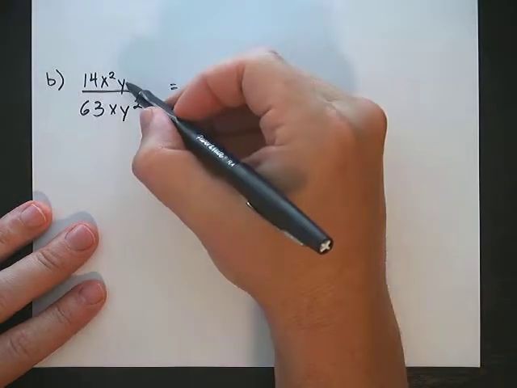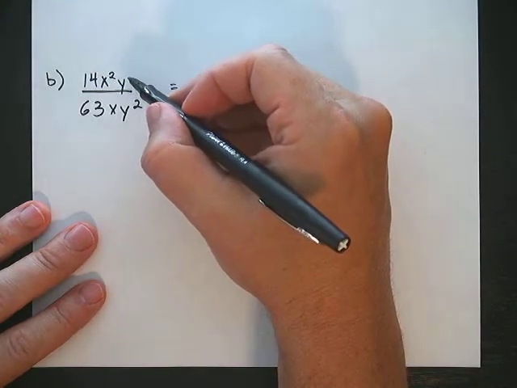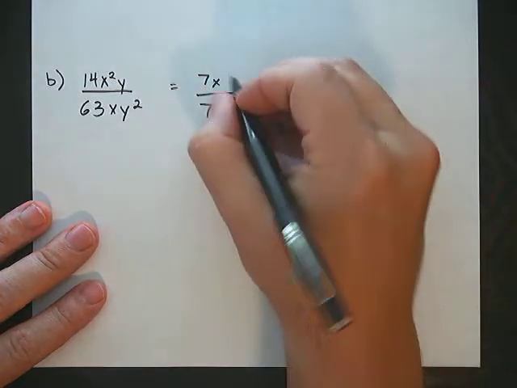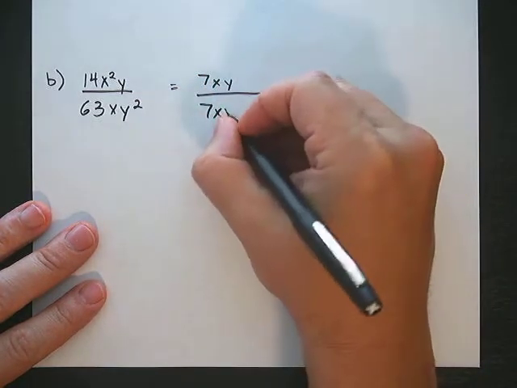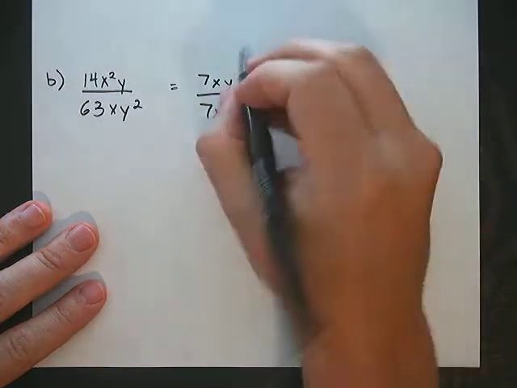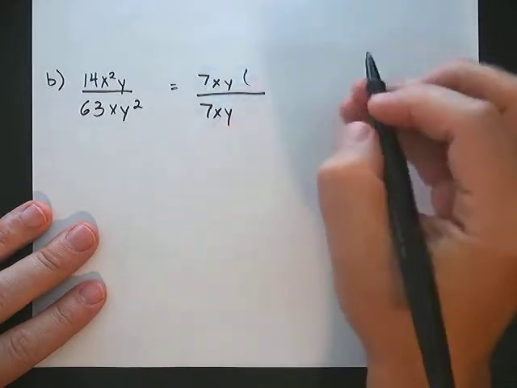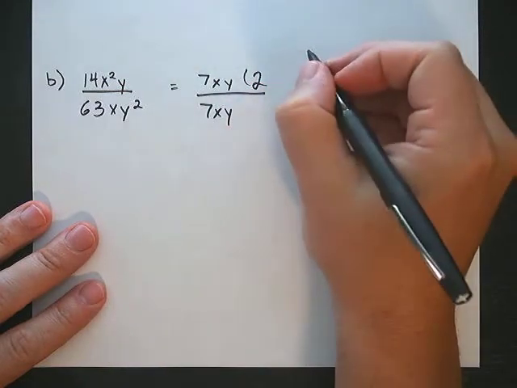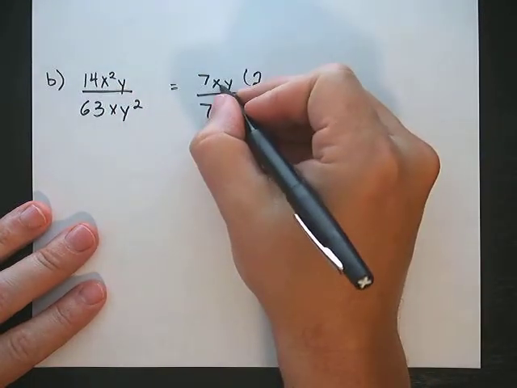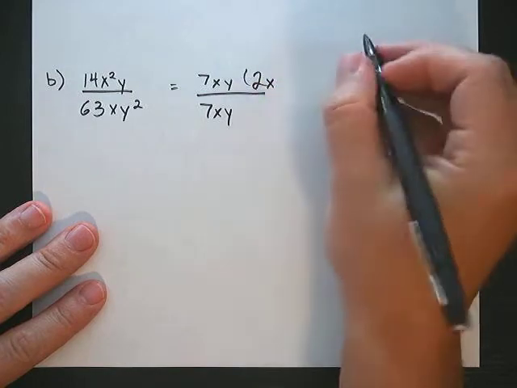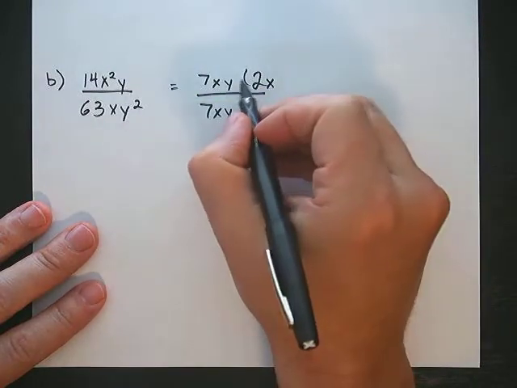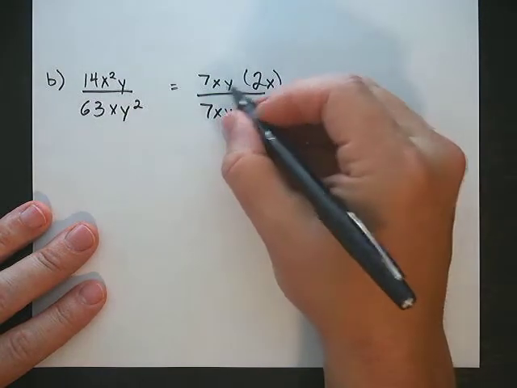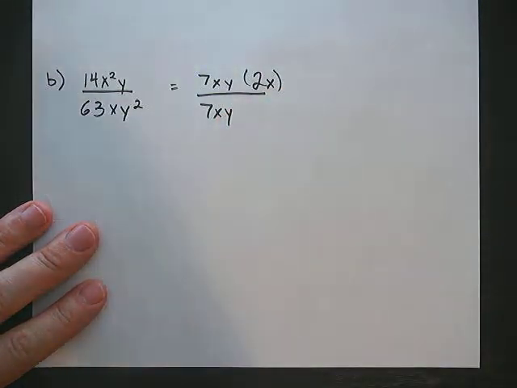And then we'll look at the y. Again, we have to look at the smallest power. This is y to the 1, this is y to the 2, so we can factor out a y to the 1, or just y, out of the numerator and the denominator. Okay, so what does that leave? Let's look at the numerator. So we have 14, we factored out a 7, that leaves a 2. We have x squared, we factored out an x, that leaves still an x. And then we have a y, we factored out a y, then it's gone. So the top, after we factor out a 7xy, gives us 2x.